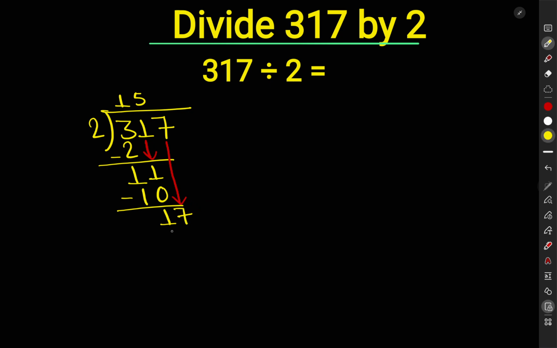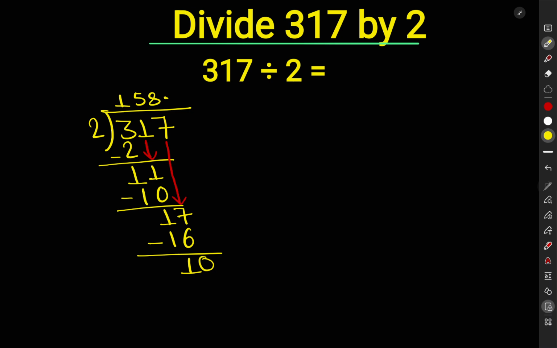So now it became 17 and 2 times 8 means 16. On subtracting we get 1. So now this 1 is less than 2 and there is no other number beside, so we put here decimal so that we take zero.